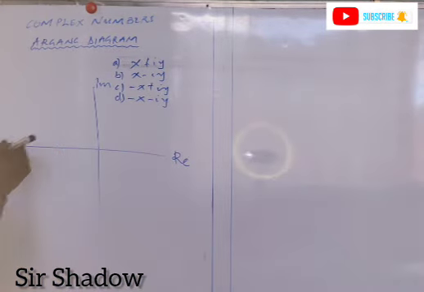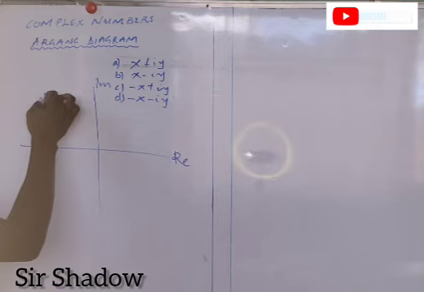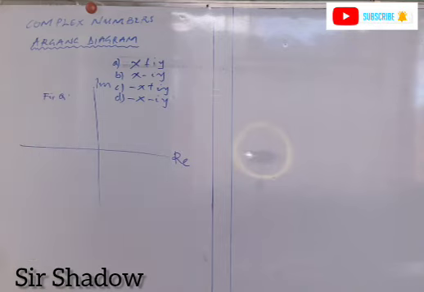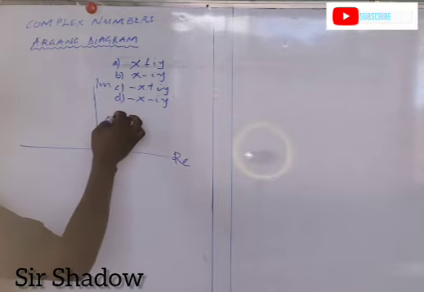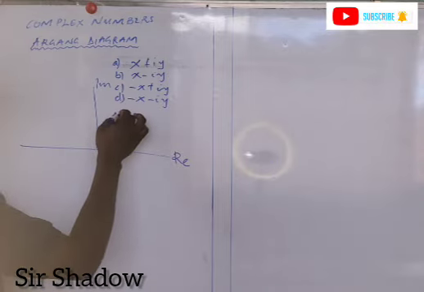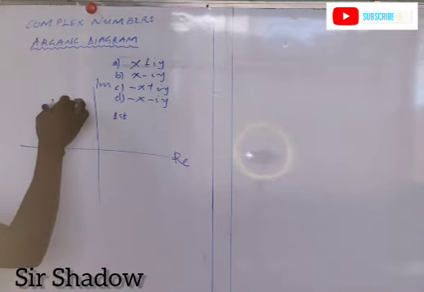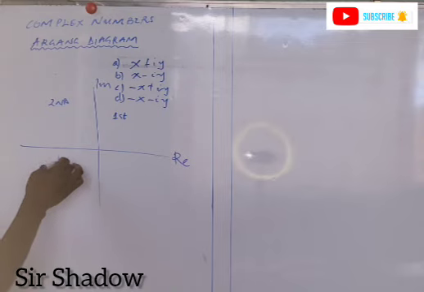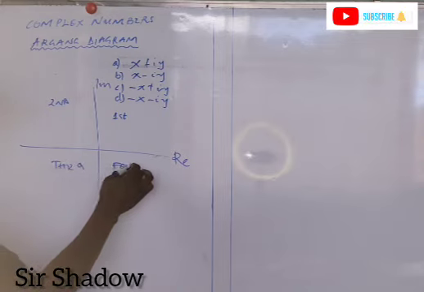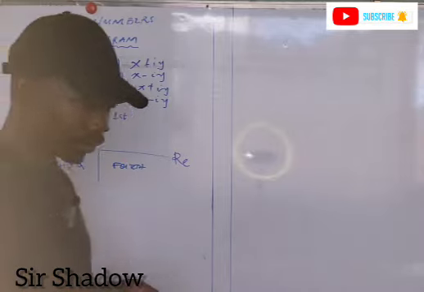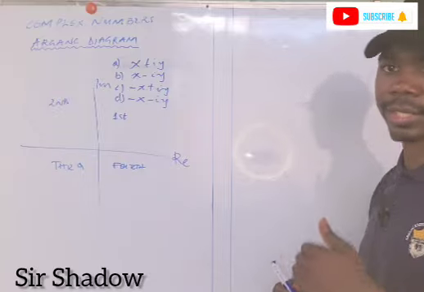So we have the first quadrant, right? This one becomes the first quadrant. Then the second quadrant, then the third quadrant, then the fourth quadrant, right? First quadrant, second quadrant, third quadrant, and fourth quadrant.